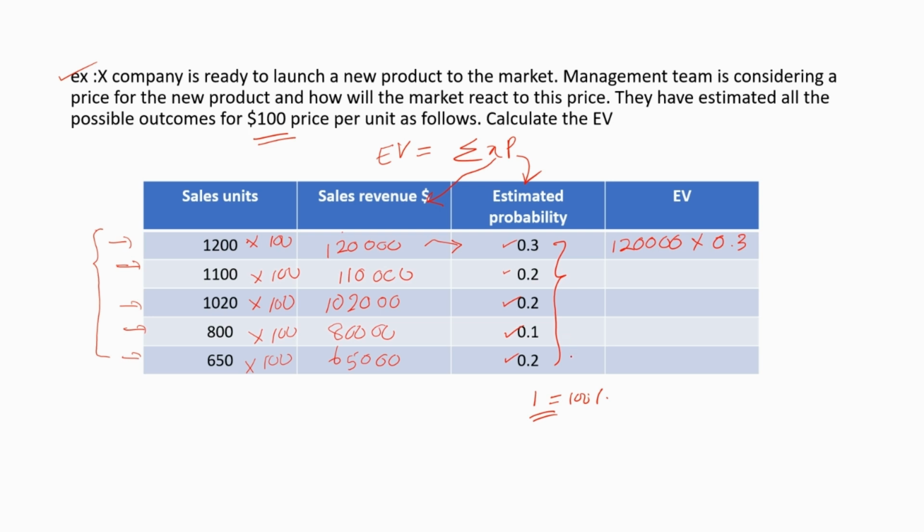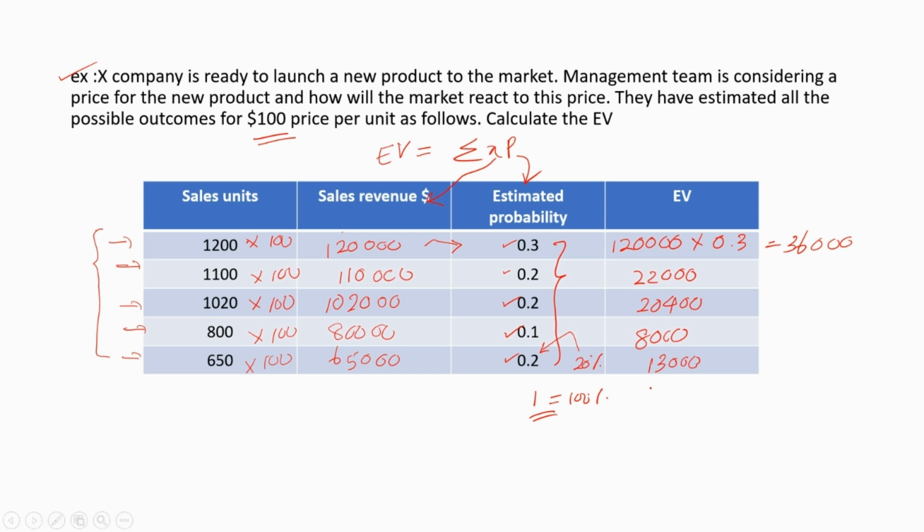These probabilities also can be given as percentages like 20%. When you are calculating, you have to convert these percentages into decimal values. Then only multiply these by the outcomes. So this equals 36,000. Likewise, now we can calculate the expected value for each outcome. So these are the expected values for each outcome.